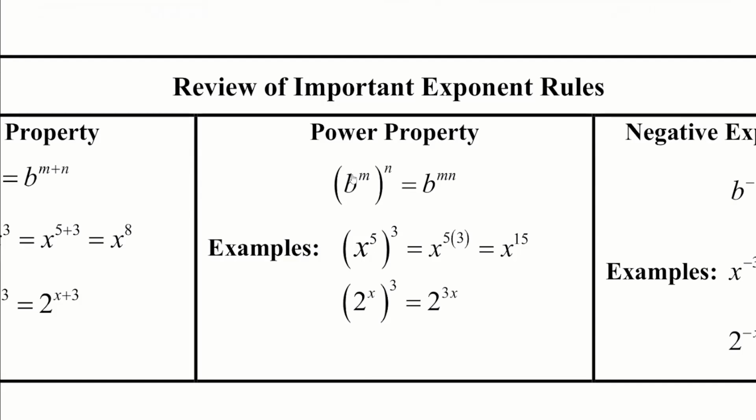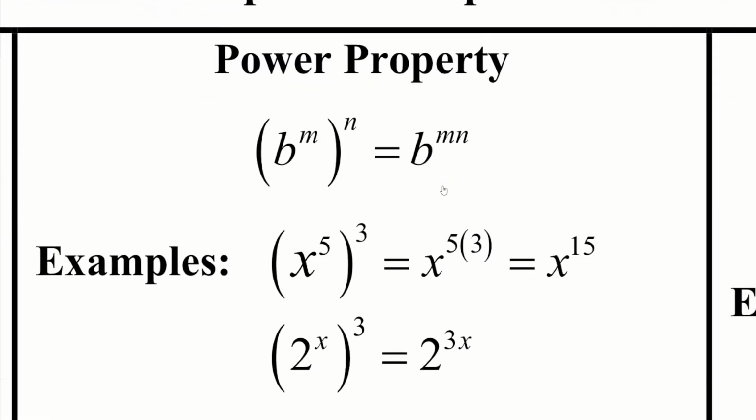Now let's move on to the power property. The power property indicates that if you have some base raised to a certain power already, say m, and you take the whole thing and raise it to another power, n, another way to say that is b to the power of m times n. Essentially, you're taking this exponent and distributing it to every exponent on the inside of the parentheses, which gives b to the power of m times n.